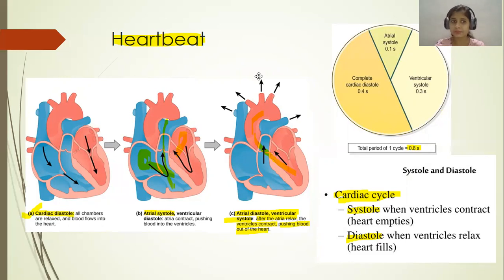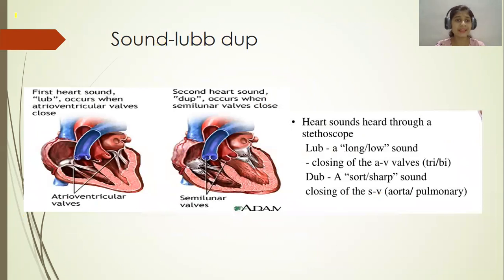The total cardiac cycle was 0.8 seconds, correct? Atrial systole lasts for 0.1 second, ventricular systole lasts for 0.3 seconds, and complete cardiac diastole lasts for 0.4 seconds, together making the cardiac cycle 0.8 seconds. I hope you all have understood this part. Next part is the lub-dub.